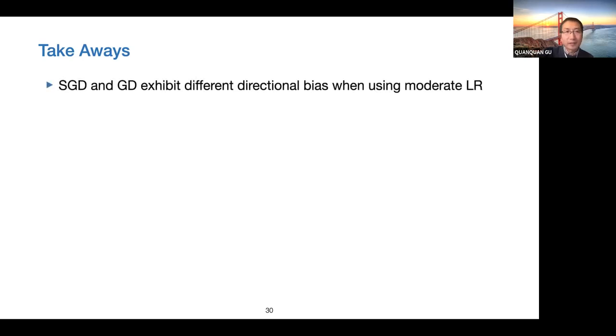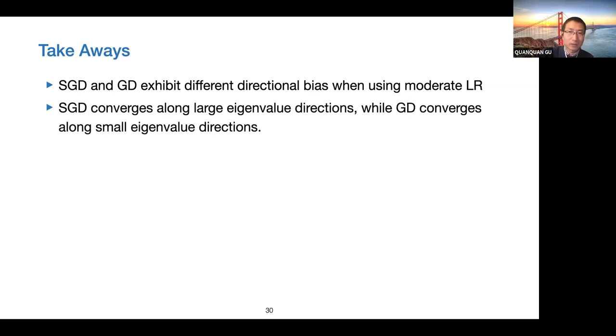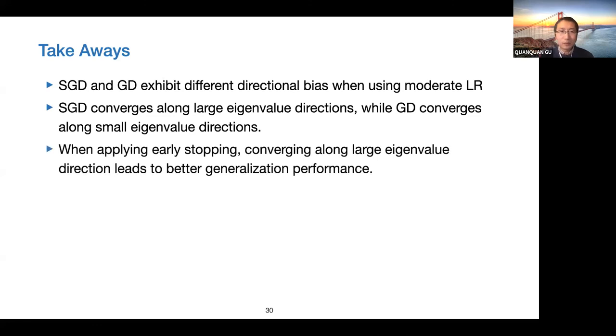The takeaway is that SGD and GD exhibit different directional bias when using moderate learning rate. That's why it's important to study moderate learning rate for SGD and GD. In detail, SGD converges along the large eigenvalue direction, while GD converges along the small eigenvalue direction. And when you apply early stopping, convergence along the large eigenvalue direction will lead to better generalization performance.